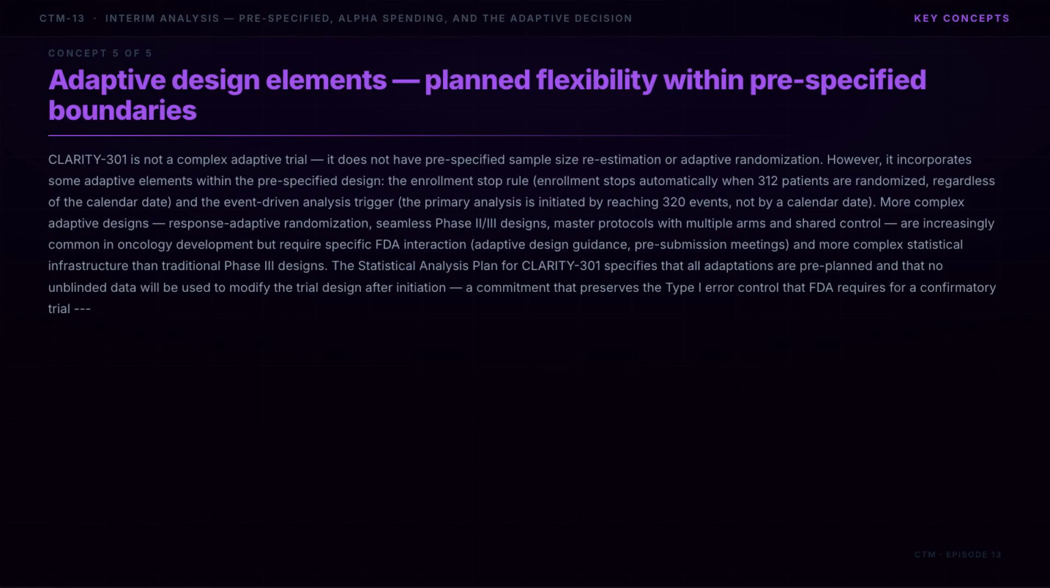Adaptive design elements, planned flexibility within pre-specified boundaries. Clarity 301 is not a complex adaptive trial. It does not have pre-specified sample size re-estimation or adaptive randomization. However, it incorporates some adaptive elements within the pre-specified design. The enrollment stop rule: enrollment stops automatically when 312 patients are randomized, regardless of the calendar date, and the event-driven analysis trigger. The primary analysis is initiated by reaching 320 events, not by a calendar date.